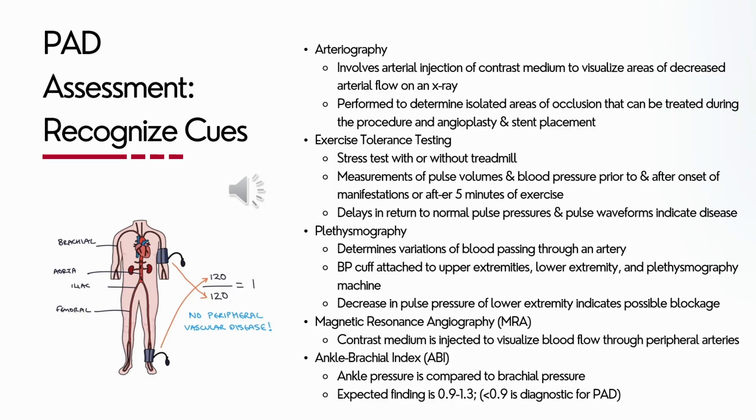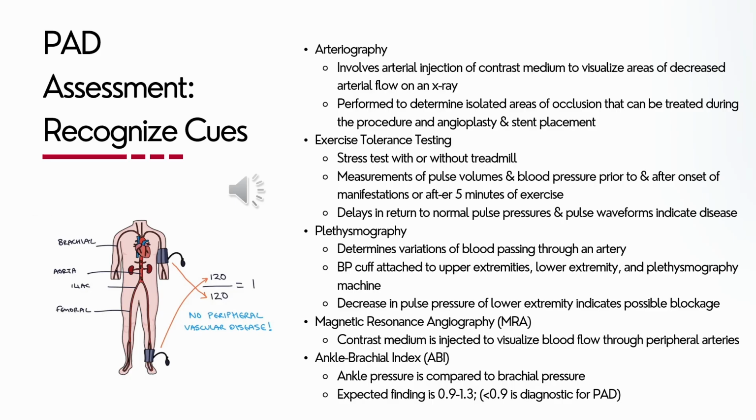So to diagnose peripheral arterial disease accurately, we have a variety of diagnostic tests that we can use. We're going to go over some of the most commonly used methods. An arteriography involves the injection of contrast into the arteries to visualize blood flow on an X-ray. This is especially useful to identify any isolated areas of arterial occlusions, and it can also be used to help guide interventions like an angioplasty or a stent placement during the same procedure.